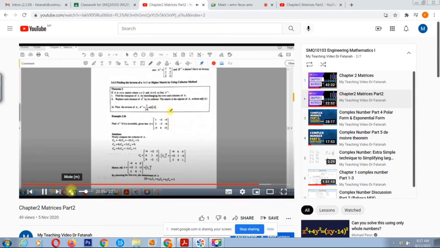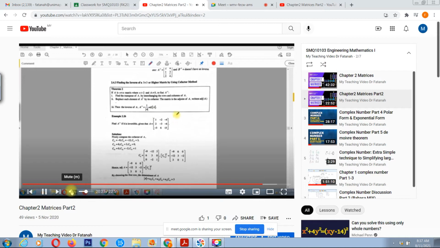If you don't remember, you can see here later. And then replace each element of A transpose by its cofactor. Then the matrix is the adjoint of A. So we write adjoint A. Then the inverse of A for the higher order, we will get 1 over determinant times the adjoint of A.